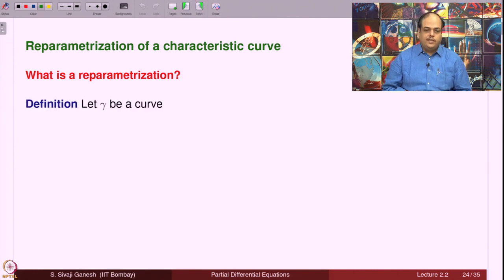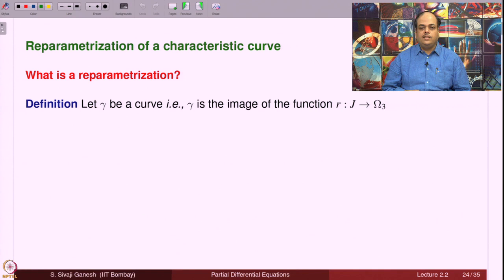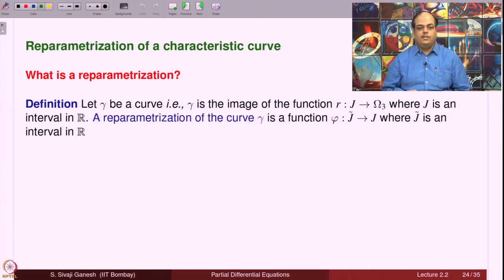What is a reparameterization? Let gamma be a curve, that is, gamma is the image of a function r from some interval j to omega 3, where j is an interval in R. This is a curve given. Now, we are going to define what we mean by a reparameterization of this. It is a function phi defined from some interval j tilde to j, where j tilde is an interval, that is it.